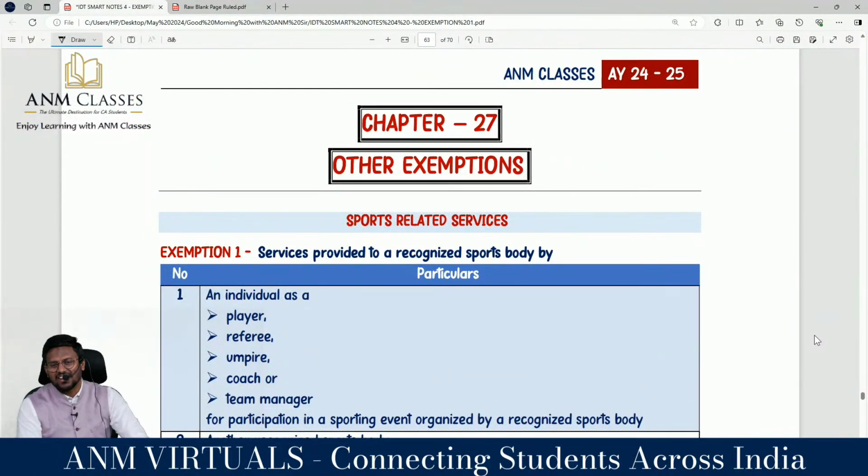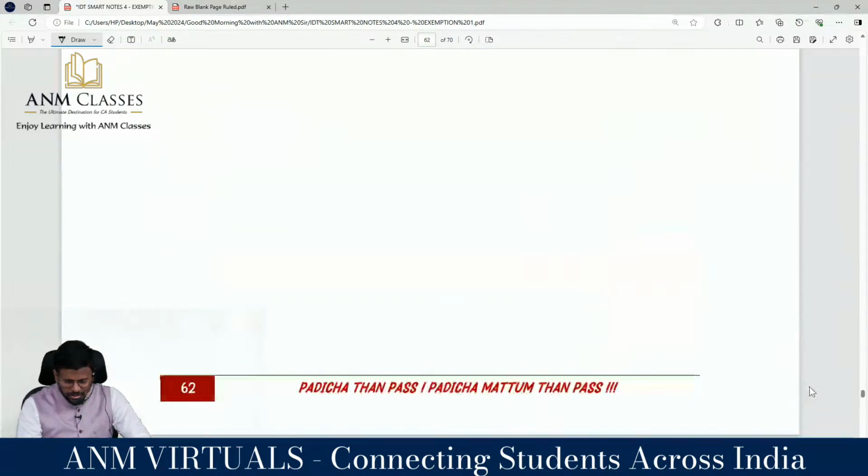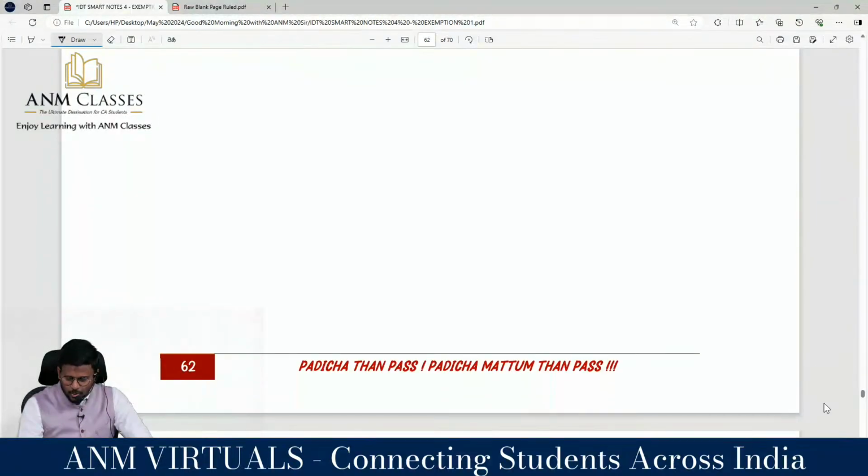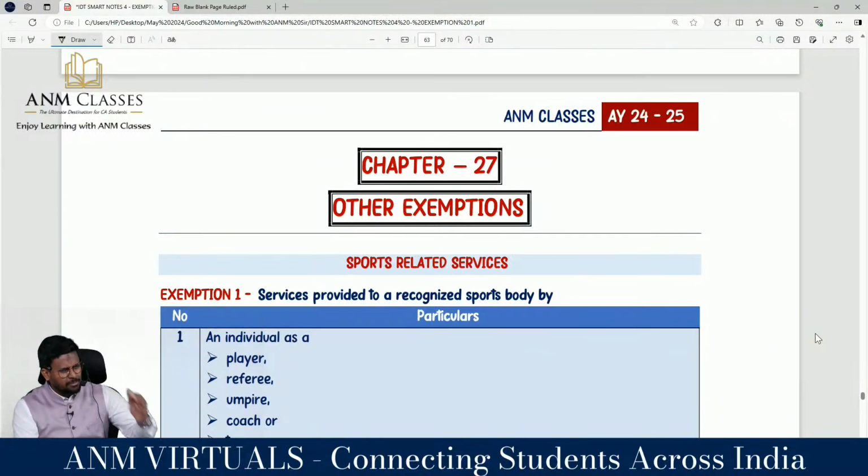So this is with regard to Y, which stands for Yojana, and then we have Z. Z means anything which we are not able to park from A to Y. I am trying my level best to take the maximum things from Z, to reduce Z's relevance to the least.